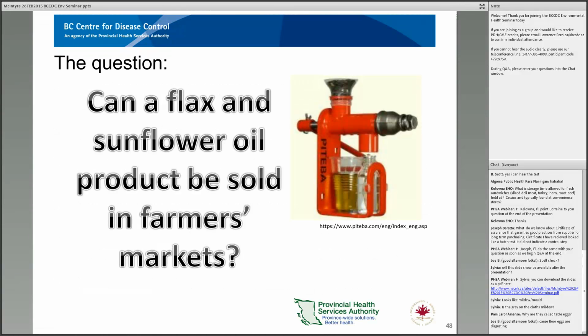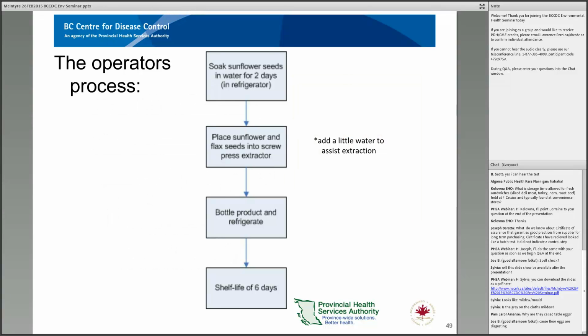Okay, last one. Can a flax and sunflower oil product be sold in farmers markets? Another farmers market question. And on the right is this Petiba oil screw press, which in fact was what the operator planned to use. I don't know anything about manufacturing of oil, so the first question is, what's the operator process? They wanted to soak the sunflower seeds in the refrigerator for 2 days, so that looked good.